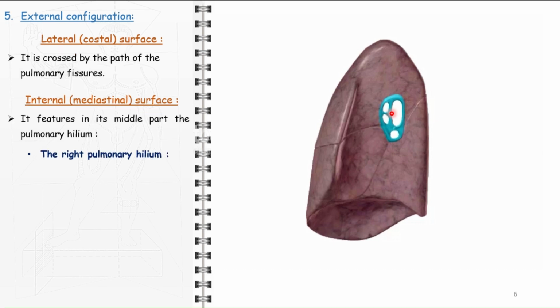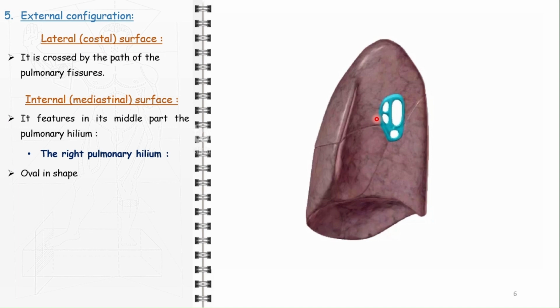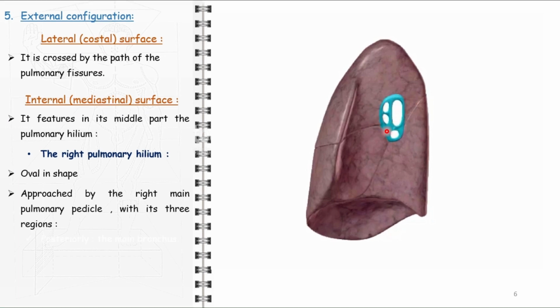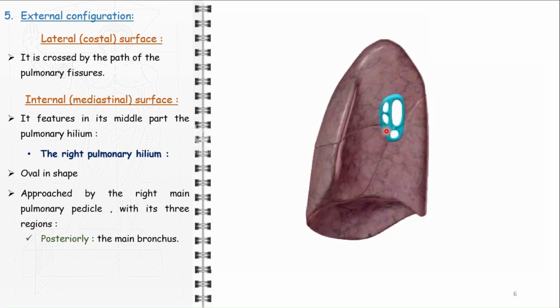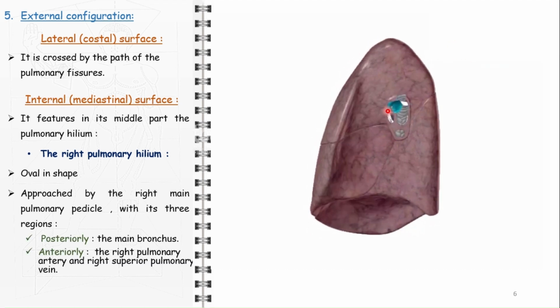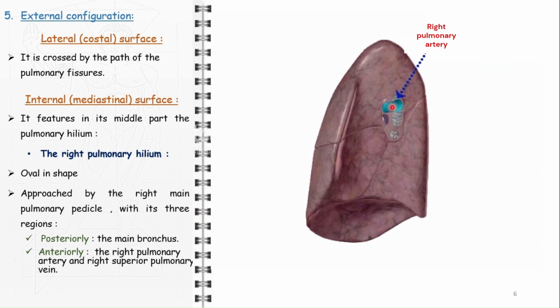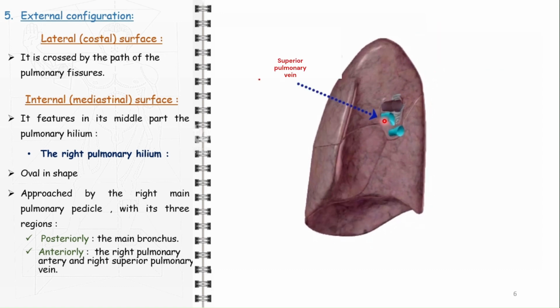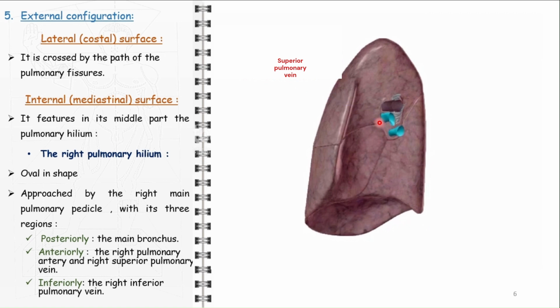The right pulmonary hilum is oval in shape and is approached by the right main pulmonary pedicle with its three regions. Posteriorly, the main bronchus. Anteriorly, the right pulmonary artery and the right superior pulmonary vein. And inferiorly, the right inferior pulmonary vein.